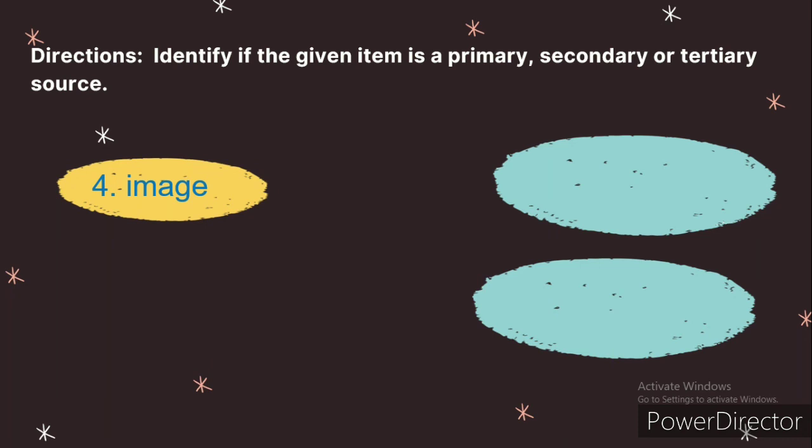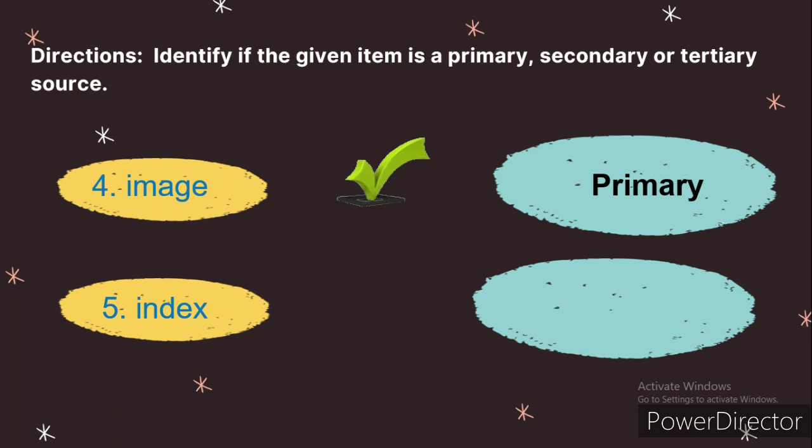Next, number 4, image. Correct. Primary, because it is originally produced by the owner. And then we have number 5, we have index. Is it an example of a primary, secondary, or tertiary source? Very good! Tertiary, because it is used to organize and locate primary and secondary sources.